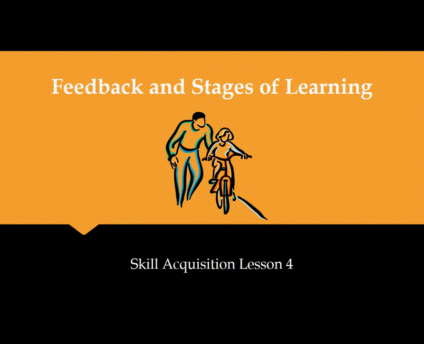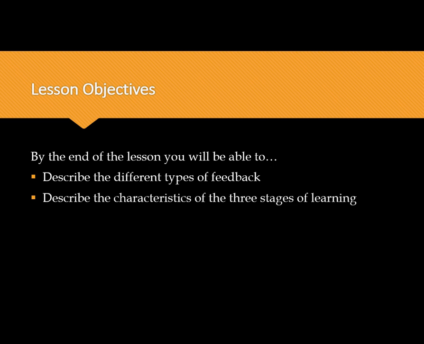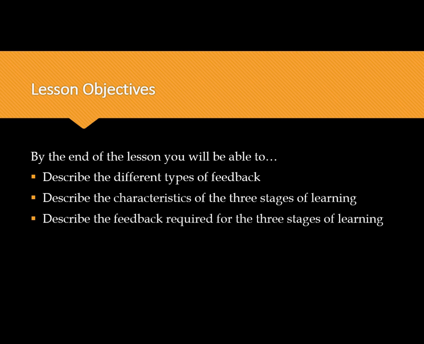Okay, this is Skill Acquisition Lesson 4. We're looking at feedback and stages of learning. So hopefully by the end of the lesson you'll be able to describe the different types of feedback that a coach might give to a performer, the characteristics of the 3 stages of learning which we've briefly mentioned, and the feedback that is required at each of those 3 stages.